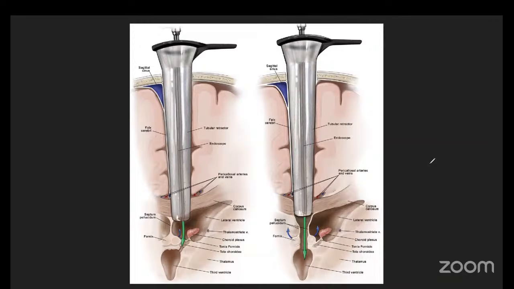The interfornicial corridor is going to give you more space. It would be easier to look into the third ventricle. It would be easier to retrieve any lesion, especially the hypothalamic hematomas, for example, or the lesions of the middle and the posterior third ventricle. It would be easier for them. But what is the catch? What happens if the fornix gets injured?